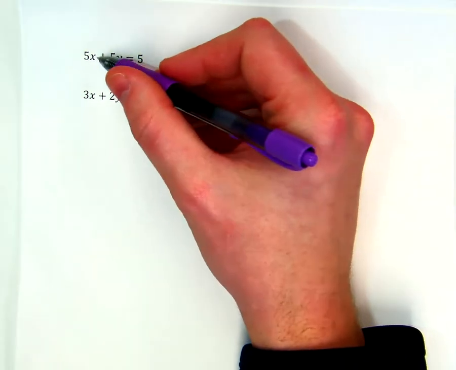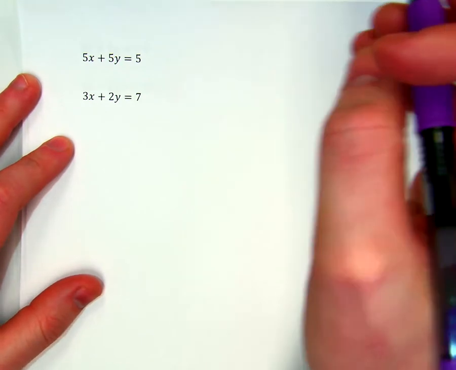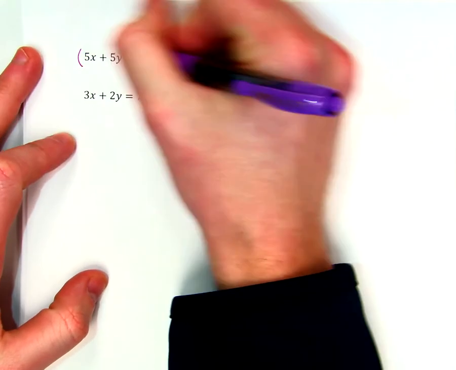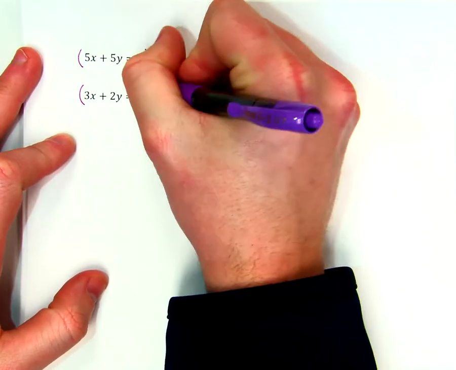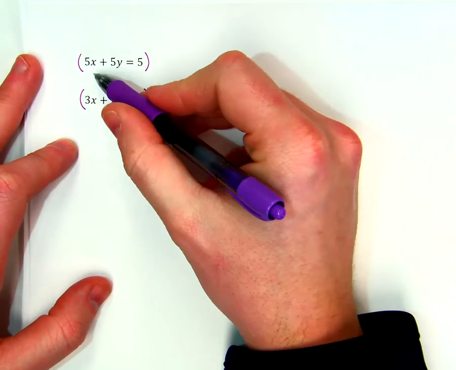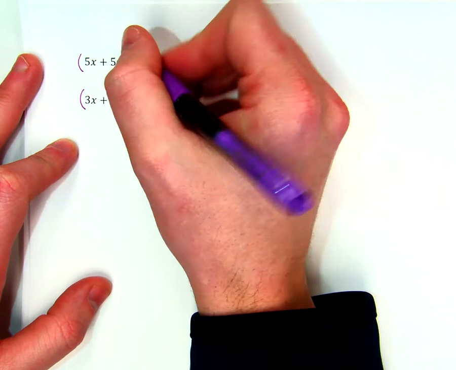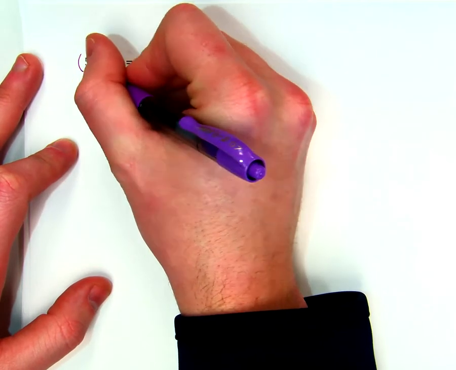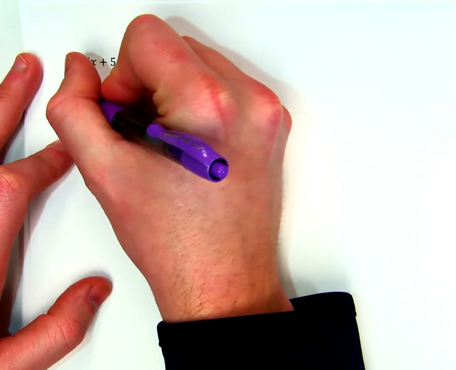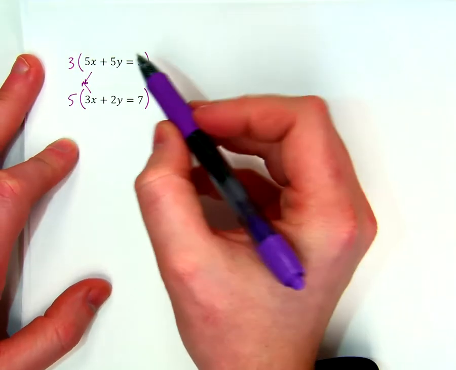In this equation, we can look and see that neither the x's nor the y's have the same number in front of them, so we're going to need to alter both equations. Now, it doesn't matter if you choose the x or the y, neither of them will be any easier than the other. In this case, I'm going to choose the x, so I'm going to multiply the bottom equation by 5 and the top equation by 3.